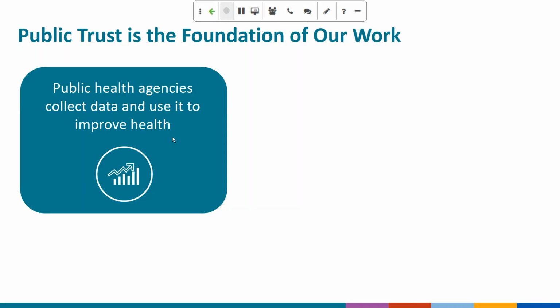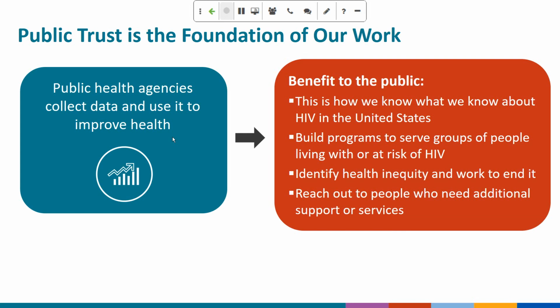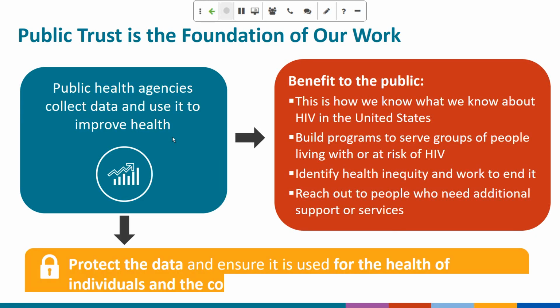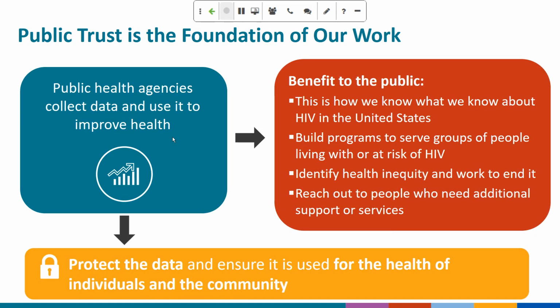We know that public trust is the foundation of our work. Public health agencies collect data and use it to improve health. This offers a benefit to the public. This is how we know what we know about HIV in the United States. It helps us to build programs to serve groups of people living with or at risk of HIV, identify health inequity and work to end it, and reach out to people who need additional support or services. However, in this work, we must protect the data and ensure it is used for the health of individuals and the community.